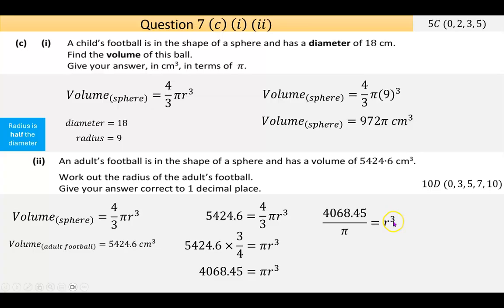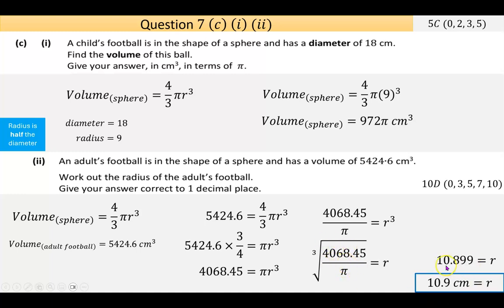Now, this cube, if I move a cube across, it turns into its opposite, which is a cube root. And the cube root applies to everything on the far side. Now, this is a calculator job. When I put that through the calculator, I got 10.899. The question does state it wants it rounded to one decimal place, so the 9 here is what matters. It rounds the number before it up by 1, which is 10.9. We should always include our units, centimeters.